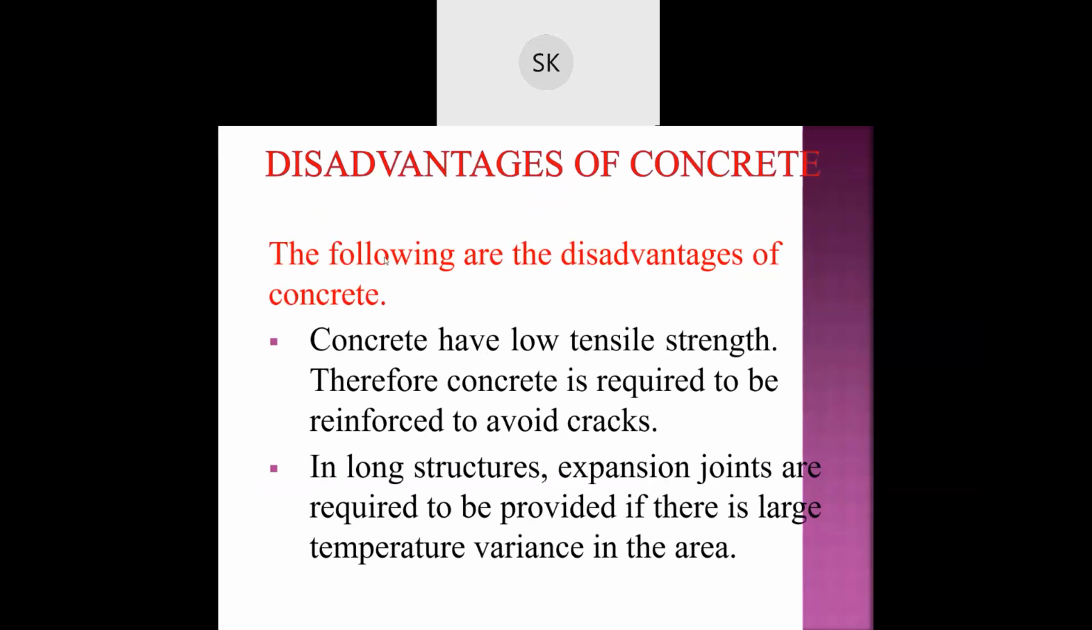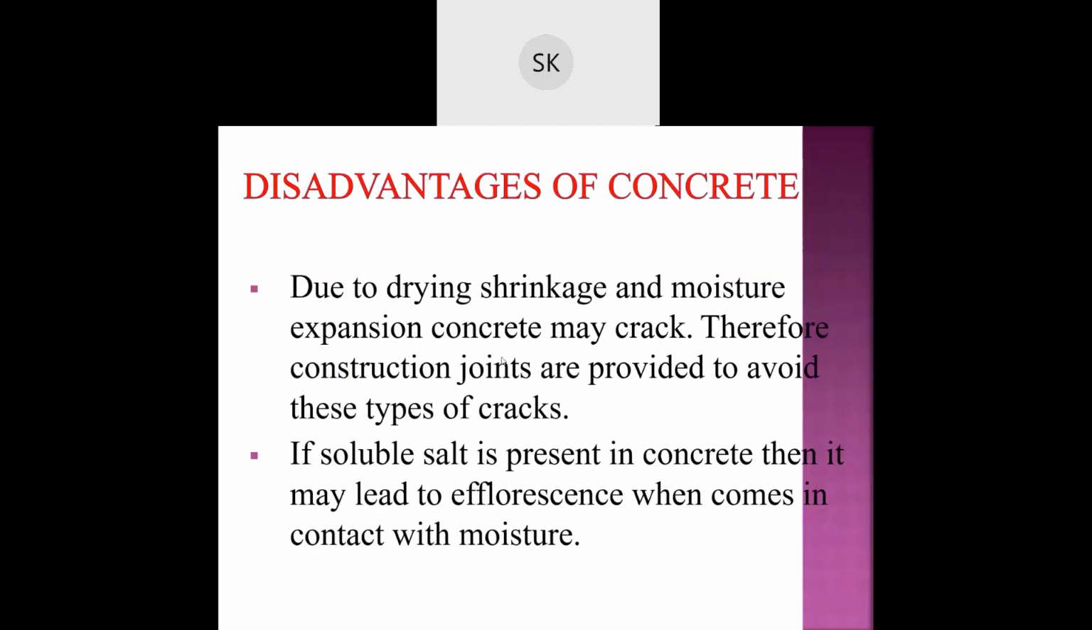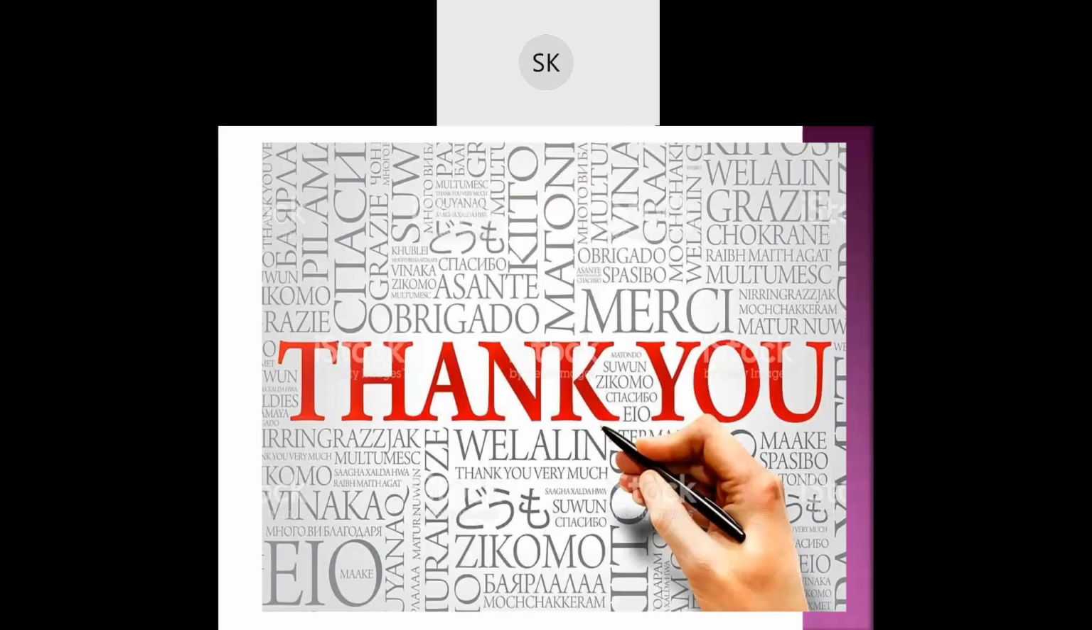Always, if something has some advantages, it will have some disadvantages also. It has low tensile strength. Therefore, it is required to be reinforced to avoid cracks. In long structures, expansion joints are required to be provided if there is large temperature variation in the area. Due to drying shrinkage and moisture expansion, concrete may crack. Therefore, construction joints are provided to avoid these types of cracks. If soluble salt is present in concrete, then it may lead to efflorescence when it comes in contact with moisture. Same is in brick.